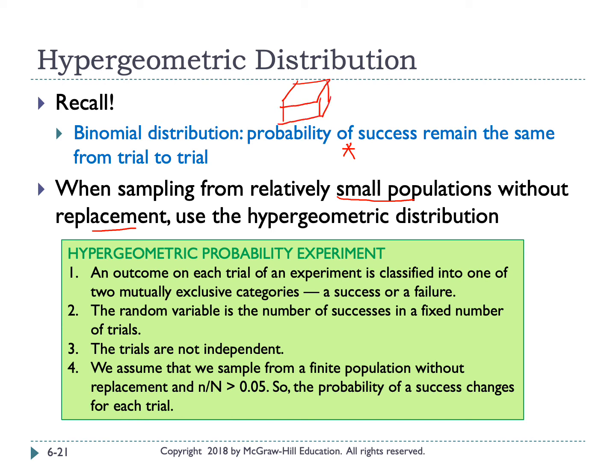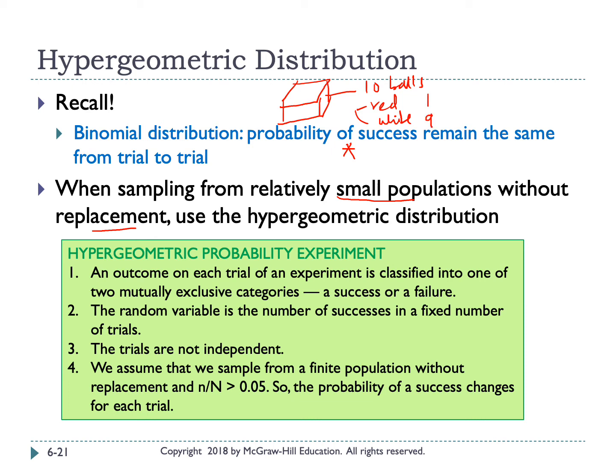Inside this box, you have 10 balls. So your population is very small. You only have 10 balls. Inside this box, you have two colors, one is red and another one is white. You are interested in picking the red color. However, you only have one red ball and the remaining 9 are white balls.